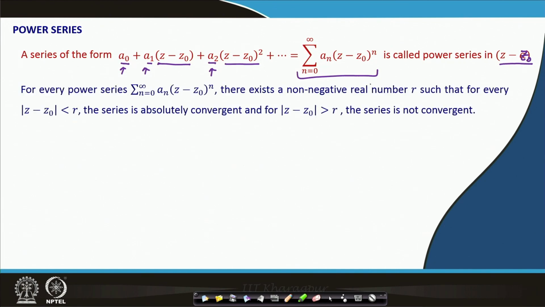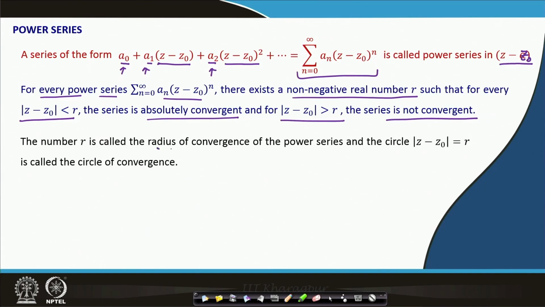So, this is a power series, and it is a known fact that for every power series there exists a non-negative real number r such that for every z in the neighborhood |z minus z0| less than r, the series is absolutely convergent, and for |z minus z0| greater than r, so outside this circle with center z0 and radius r, the series is divergent, so not convergent. And this number r is called the radius of convergence of this power series, and the circle |z minus z0| equal to r is called the circle of convergence.